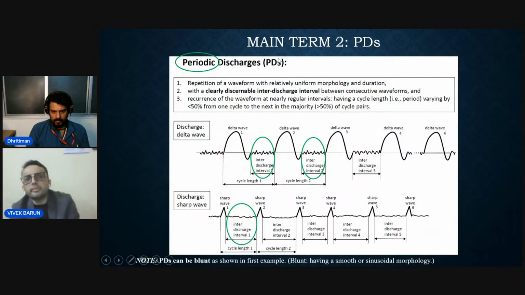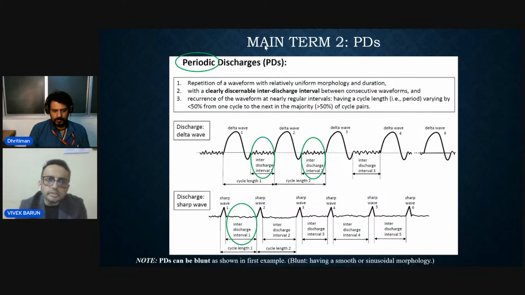So how do we describe periodic discharges? As I told you, for periodic discharges you need to have two things. One is the morphology of the discharges which are occurring. They should be of uniform morphology, and the inter-discharge interval between them should be constant. Earlier they used to be called PLEDs, periodic lateralized epileptiform discharges.